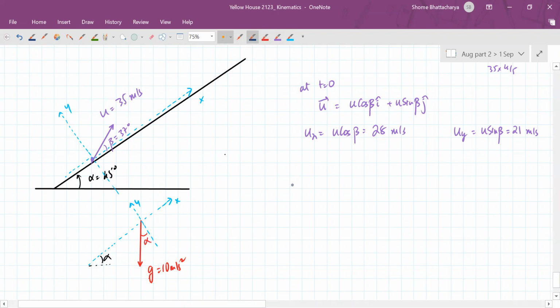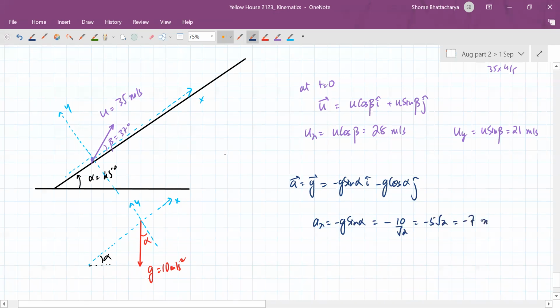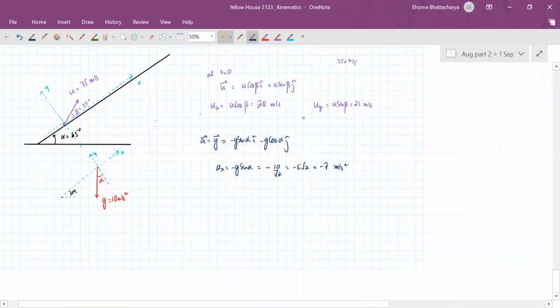So when we resolve our acceleration, it will have components minus g sine alpha i cap, minus g cos alpha j cap. So acceleration's x component will become minus 10 by root 2. That is minus 5 root 2. So that will take as 7. Okay. Because the question has asked us to take root 2 as 1.4.